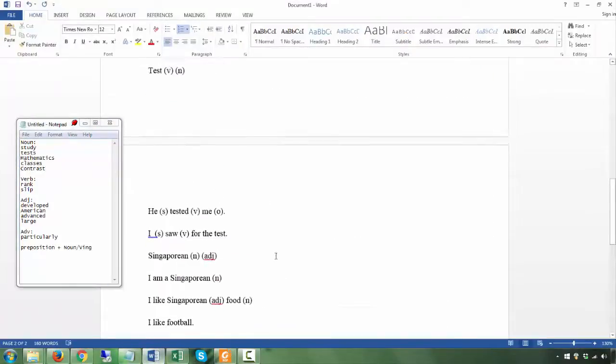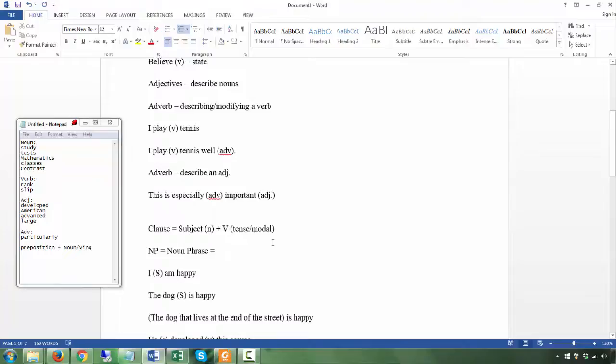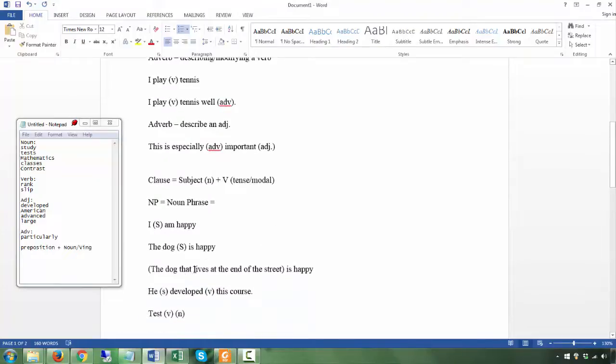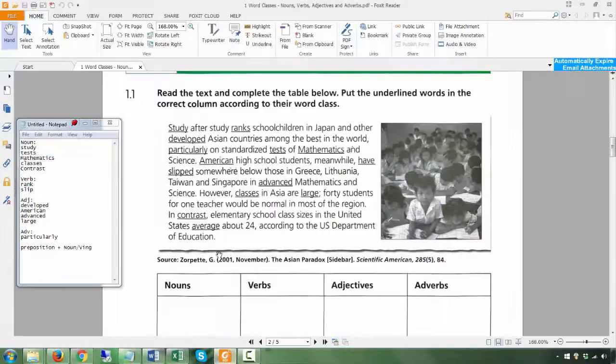Just like what I mentioned here, the dog that lives at the end of the street. Right, it's long, but the whole thing's a subject, right? So the same way, elementary school class sizes in the United States, that's the subject. Then average, that's your verb. Okay, so average could be an adjective. Average could be a verb.